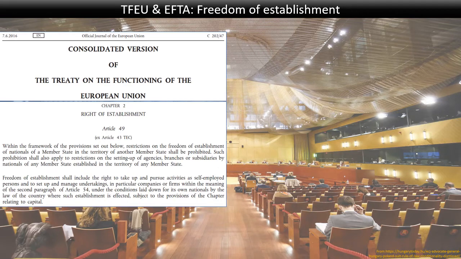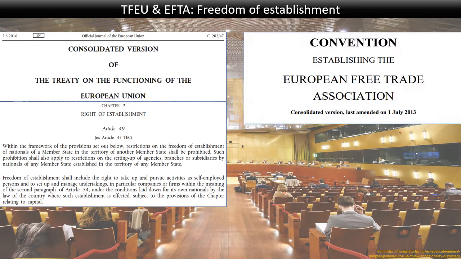So you gotta treat the other EU citizens the same as your own citizens if you are an EU country, subject to the provisions of the chapter relating to capital. There are some grandfathering clauses in the chapter on capital, but obviously the treaty is also quite old, so those are expiring all the time.